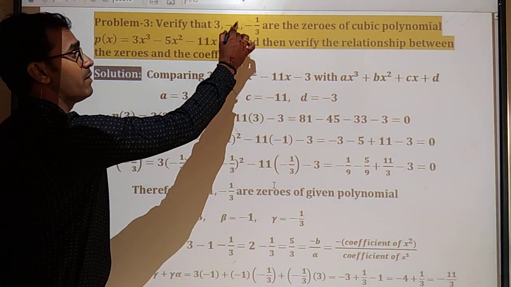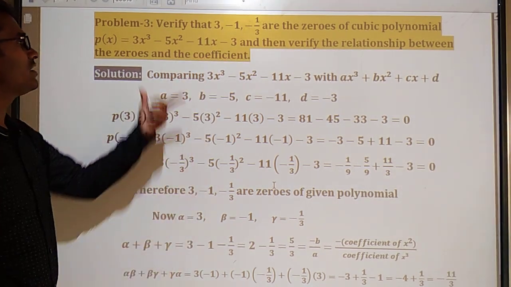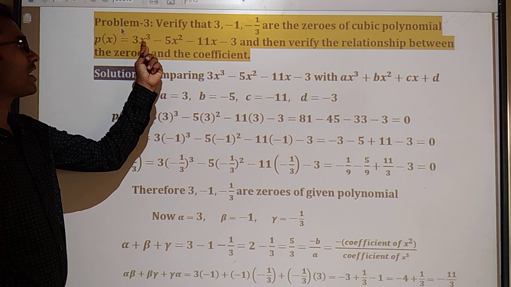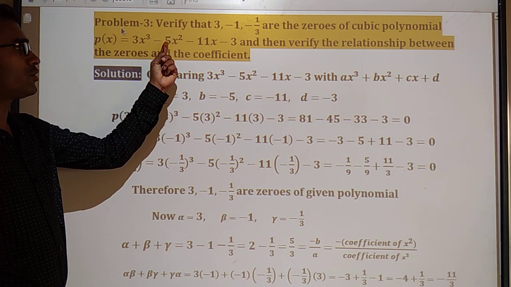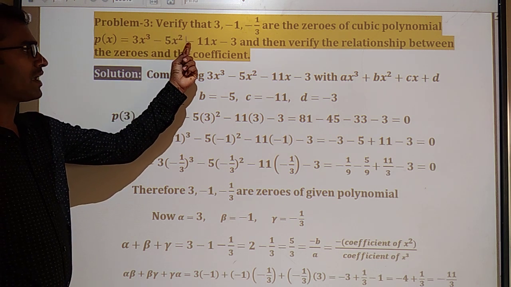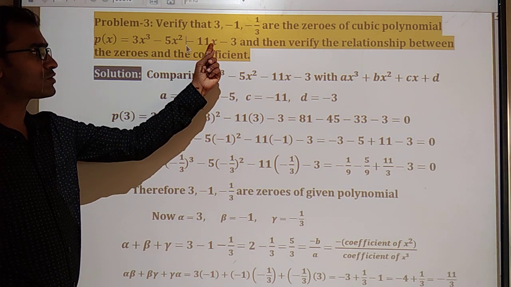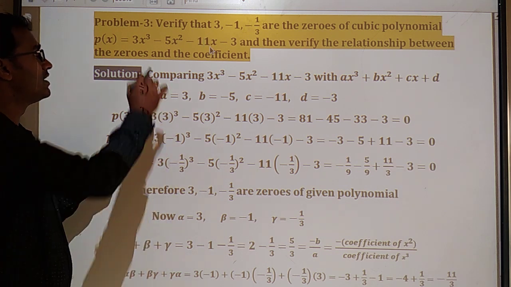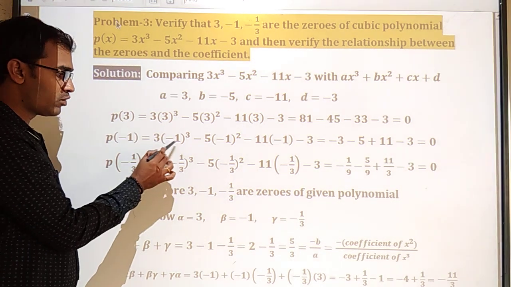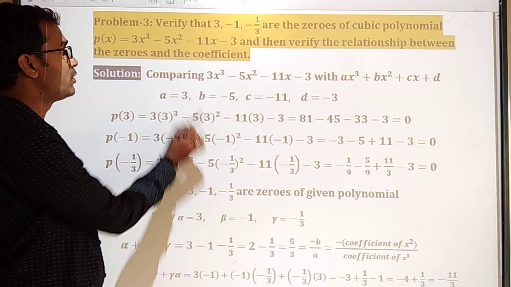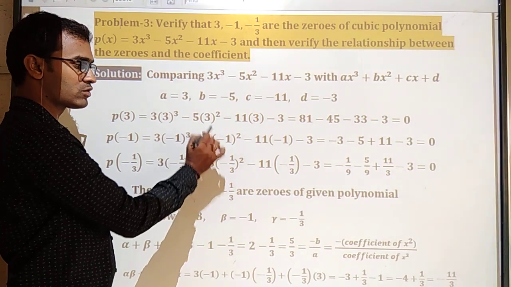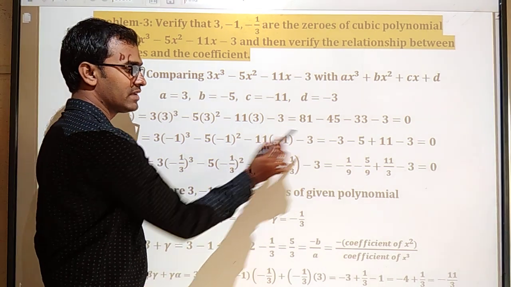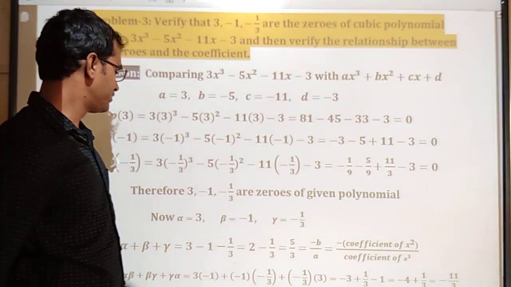And the next one is minus 1. Substitute x equal to minus 1 in the given polynomial: 3 into minus 1 whole cube, minus 5 into minus 1 square, minus 11 into minus 1, minus 3. The last term is minus 3.